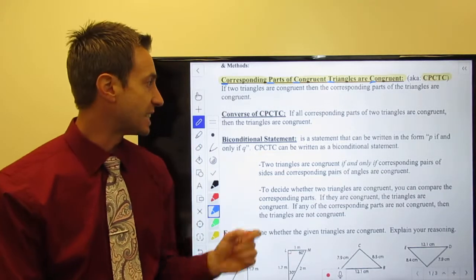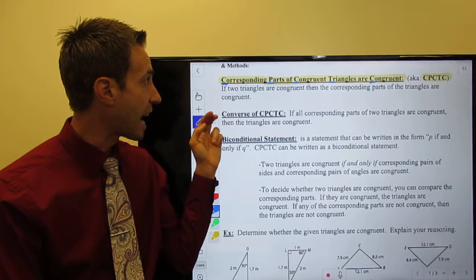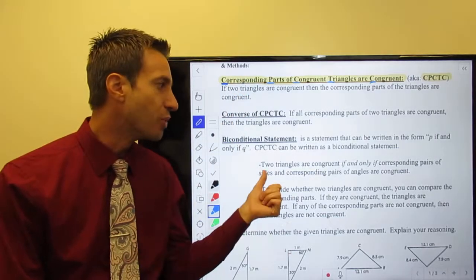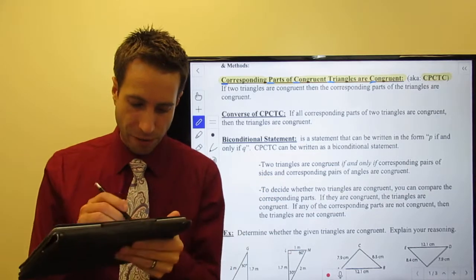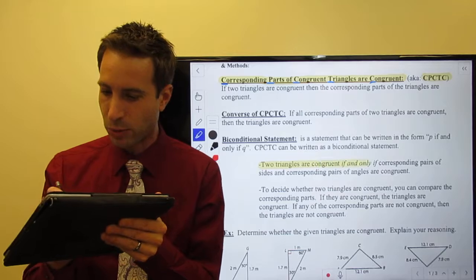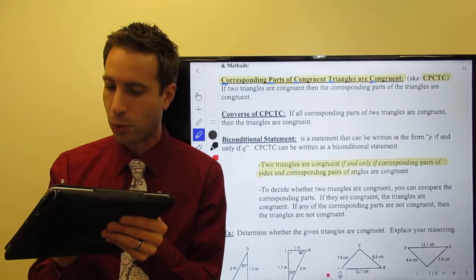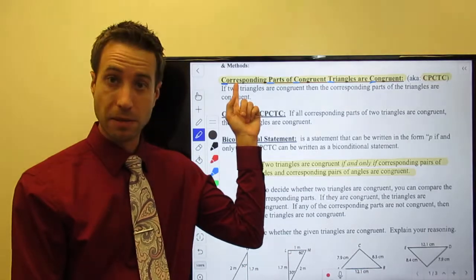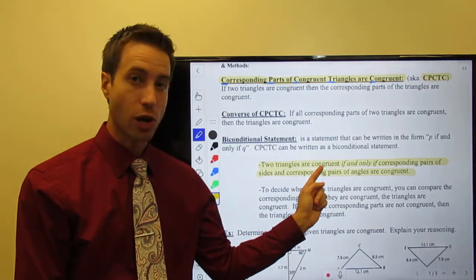Essentially, I've got some stuff here about corresponding parts of congruent triangles and its converse statement, but what really matters is written right here. Let me highlight this. This will be the most important part, and then we'll show you exactly how it works in a couple of example problems. Here's what this means. Two triangles are congruent.